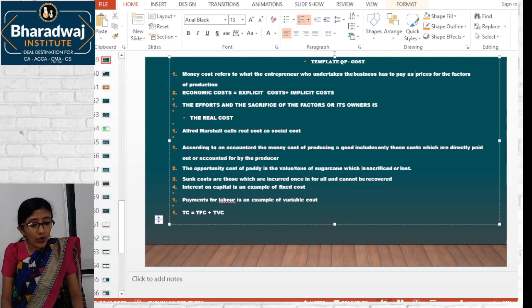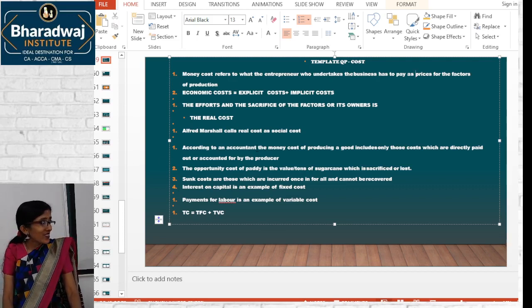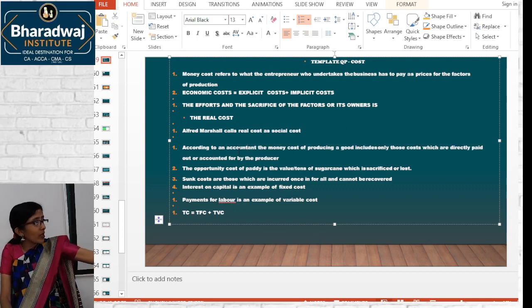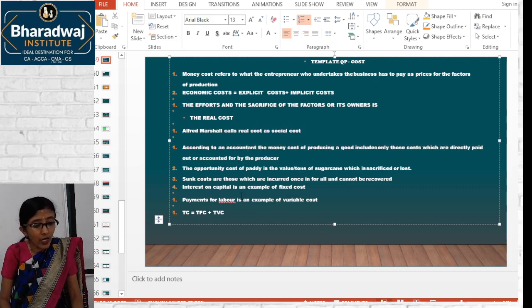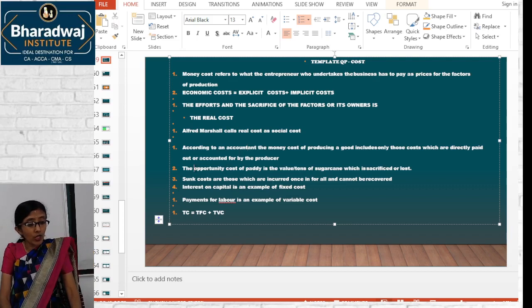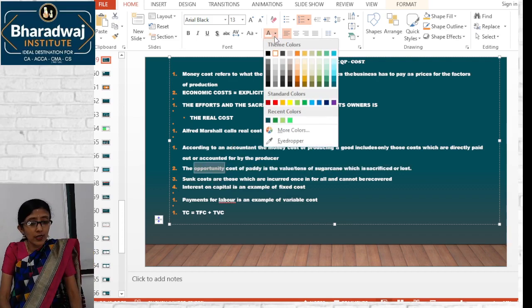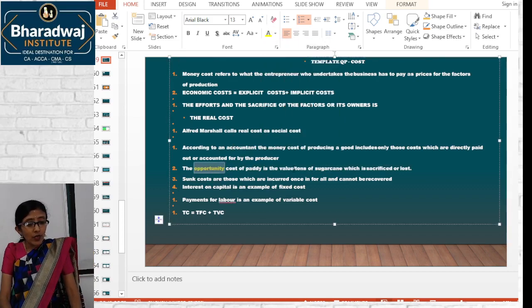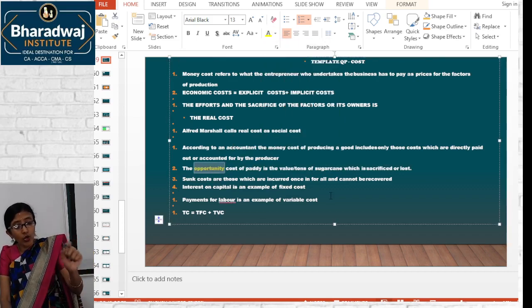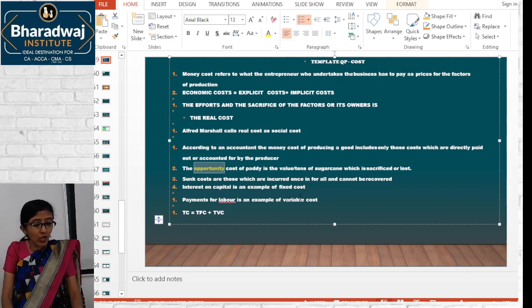Okay. Then according to an accountant. Did you get this fill up correct? According to an accountant. Did you get or not? Because he only says that what is directly paid or accounted for should be included in accounting cost. Then did you get the answer opportunity cost? Were you correct in this? Opportunity cost is the cost of paddy is the value of sugarcane which is sacrificed or lost.